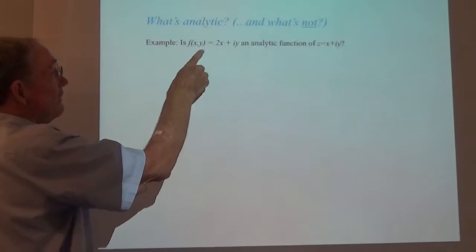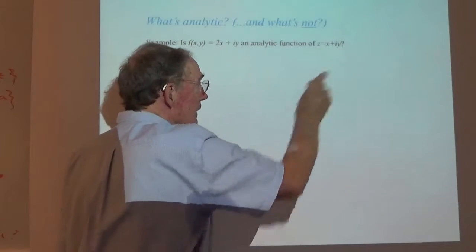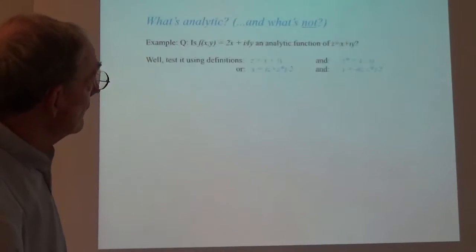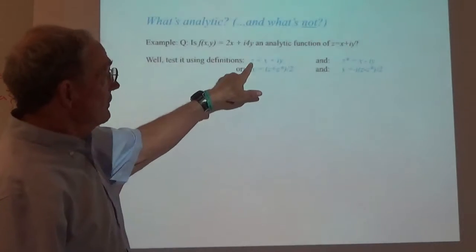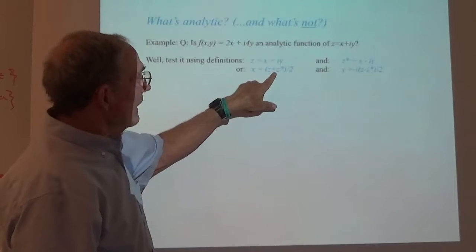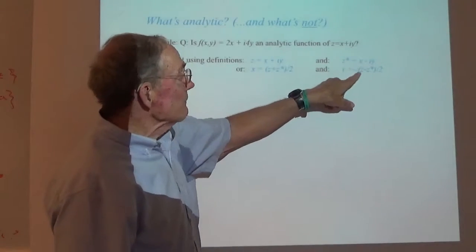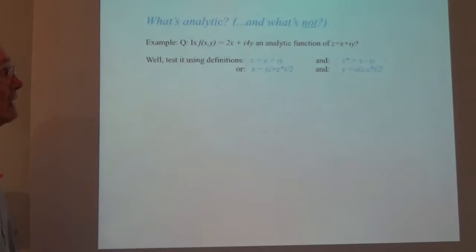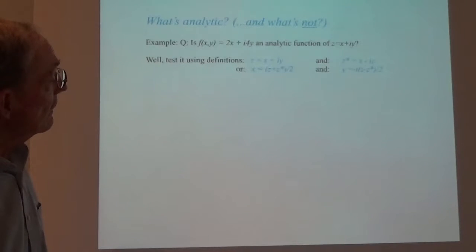The question is this thing, 2x plus iy, is it an analytic function of z? How do you check that? And in general, how do you check that? You test it using the definitions. z is this, x is that, z star is this, and then y involves a difference with an i and a minus i over 2. There's a half coming in there again for those.